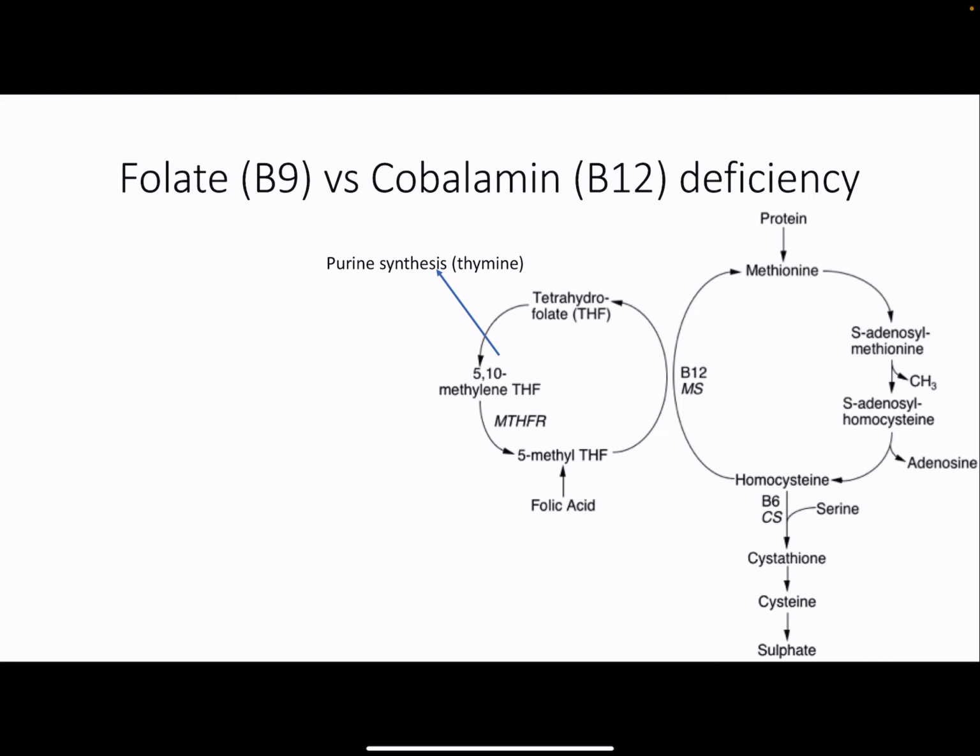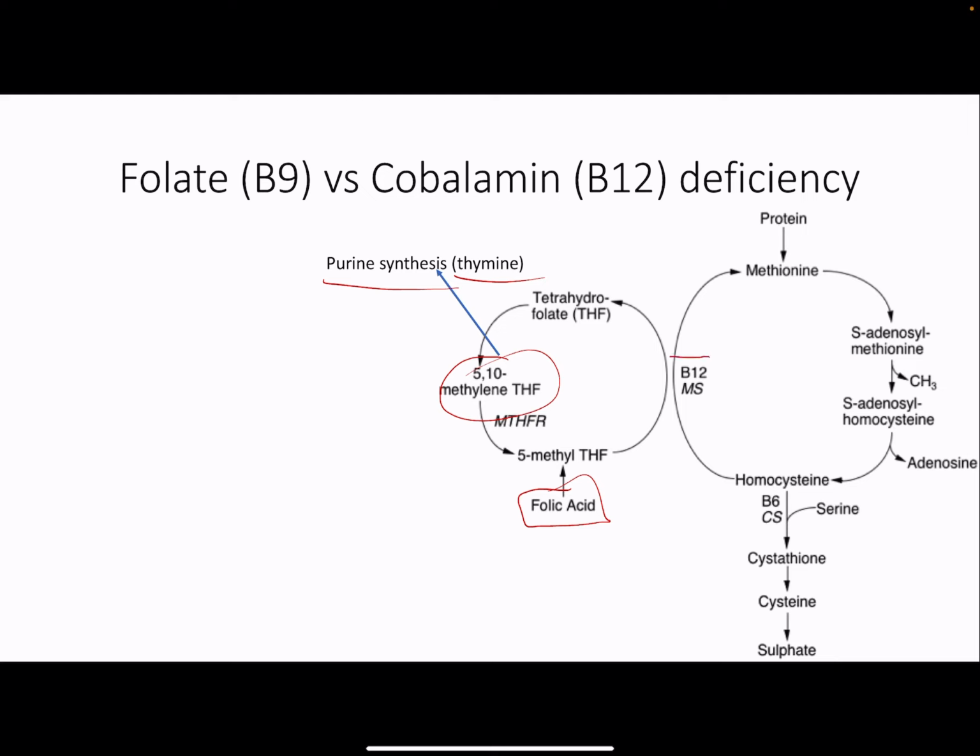How is this working? Folic acid is necessary to generate 5,10-methylene THF, which is really just going to give a methyl to a uracil, which turns it into a thymine. In other words, you need folate to make purines, and you need purines to do division, and you need division to become a smaller red blood cell that's mature. And if you don't do that, you're going to be a large megaloblastic red blood cell.